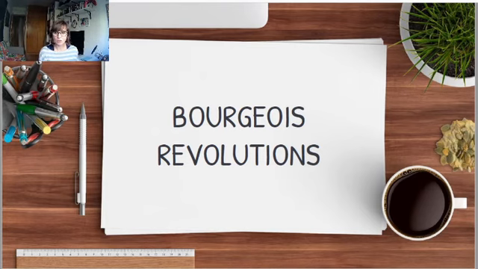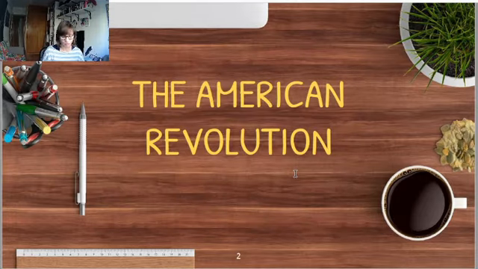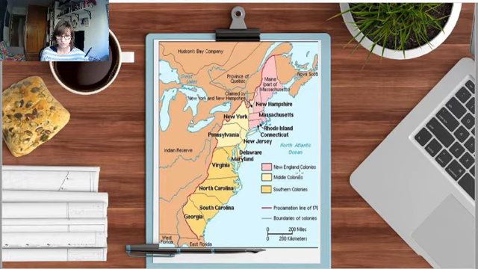Today we're going to talk about Unit 2, called Bourgeois Revolutions and the Spanish War of Independence. We're going to start with the Bourgeois Revolutions. We're going to study mainly two revolutions. The first one is the American Revolution, and in second place the French Revolution. We're going to start with the American Revolution.